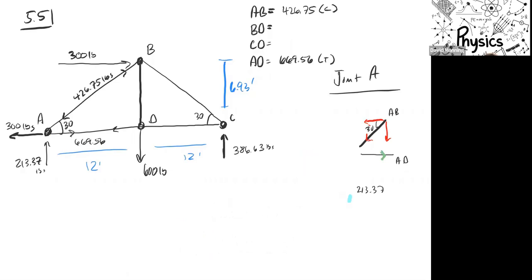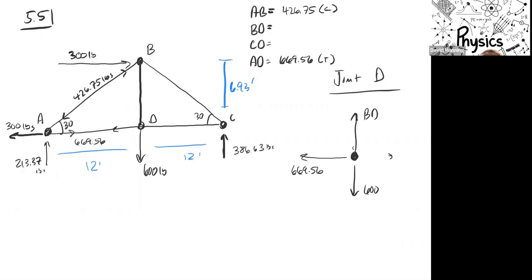Now I'm going to do D with you, and then I'm going to give you guys one to do on your own. Joint D. Joint D is so easy. That's why I'm doing it. 600, 669.56. We got BD, and we got CD. Well, it's easy, right? They have to be the opposites. This has to be 669.56. And this has to be the opposite of that to cancel it out. So that has to be 600. So that's 600 tension, and CD is 669.56 in tension. And the final one, which I failed to write, is BC.